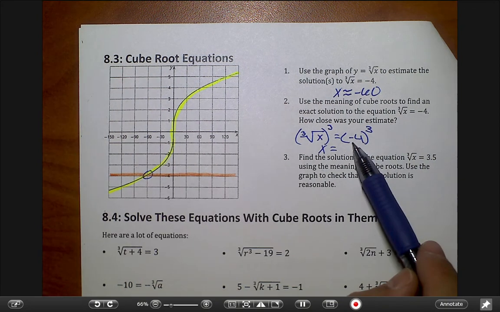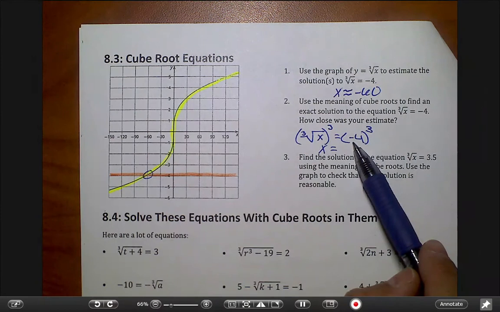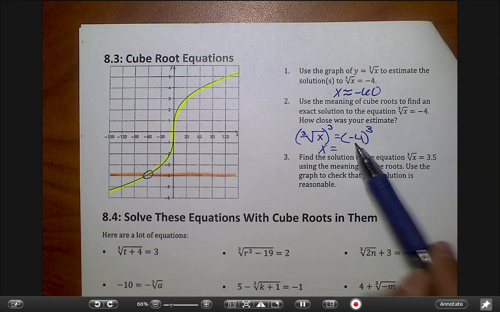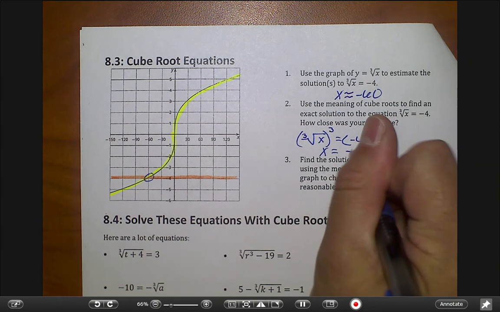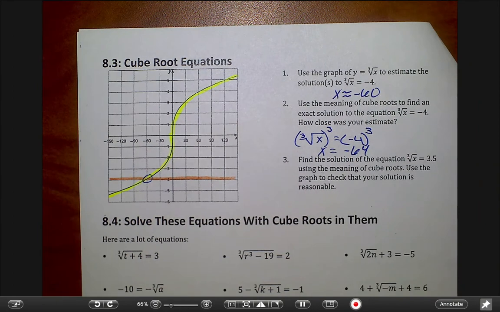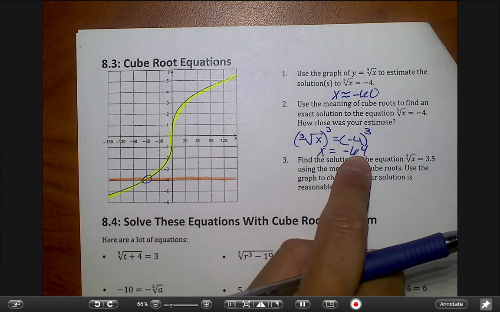Okay. Negative 4 times negative 4 is positive 16. Positive 16 times negative 4 is negative 64. Yes, you have to do the power on that one too. So it's going to be negative 64. So we now have the value on it exactly.